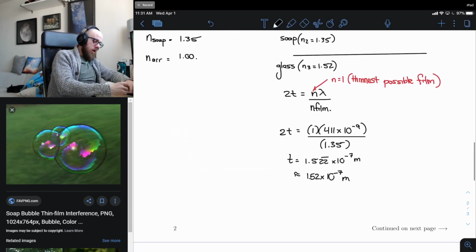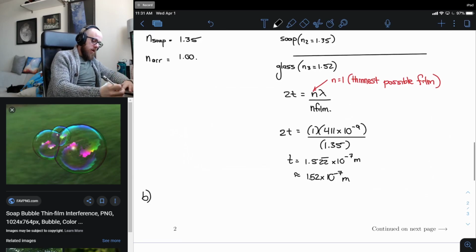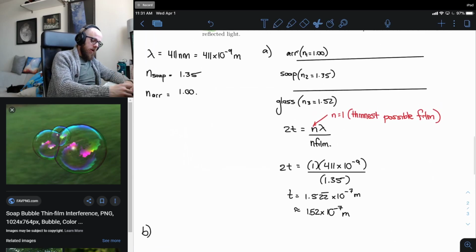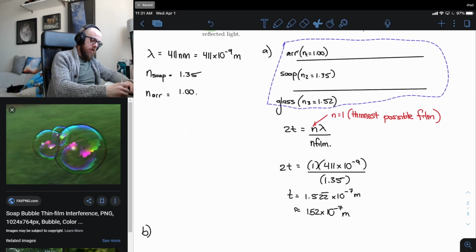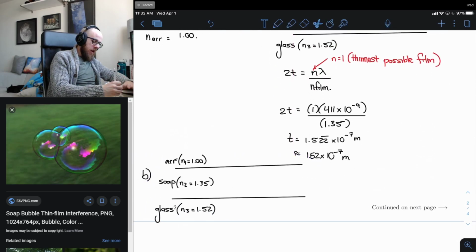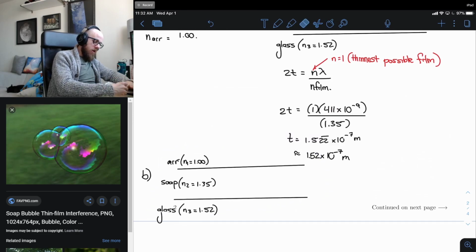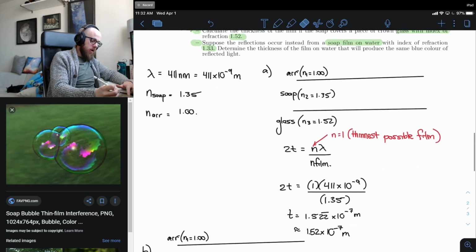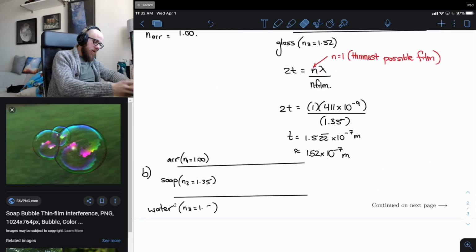For part B here, we're going to have a similar scenario, so I'm just going to copy this with one major difference. Instead of having glass as our substrate, we're going to have water instead, and the index of refraction of water is 1.33.